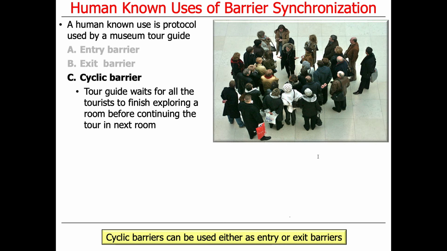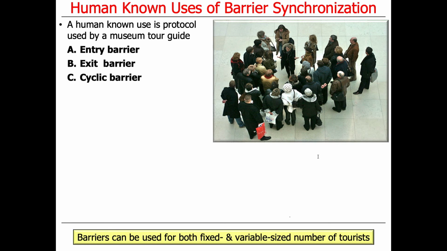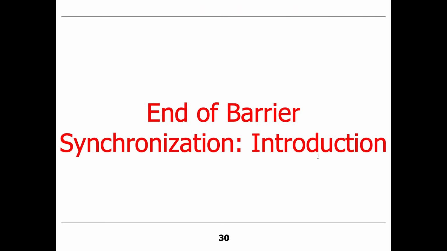Cyclic barriers can either be used as entry or exit barriers, but the notion of cyclic means that there may be multiple phases or cycles. Also notice that barriers can be used for either fixed or variable-sized number of tourists. And we'll talk more about this when we get into the details of how Java implements barrier synchronizers to see the way in which they support fixed and variable-sized numbers. So that's the end of our introduction on barrier synchronization.